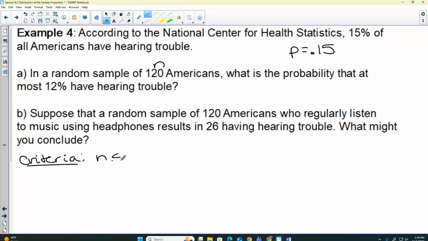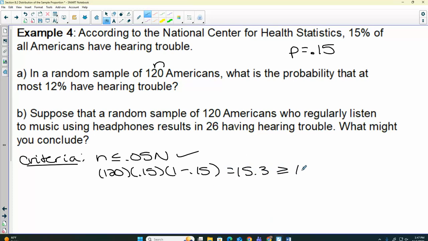Would my sample be less than 5% of my total population? 120 Americans, is that less than 5% of all Americans? We would assume, yeah. Okay, then we need to check our N, so 120, times P, 0.15, times 1 minus P, has to be greater than 10. That's greater than 10, so that means it is normal. All right, that's what tells me that I can use my z's on this.